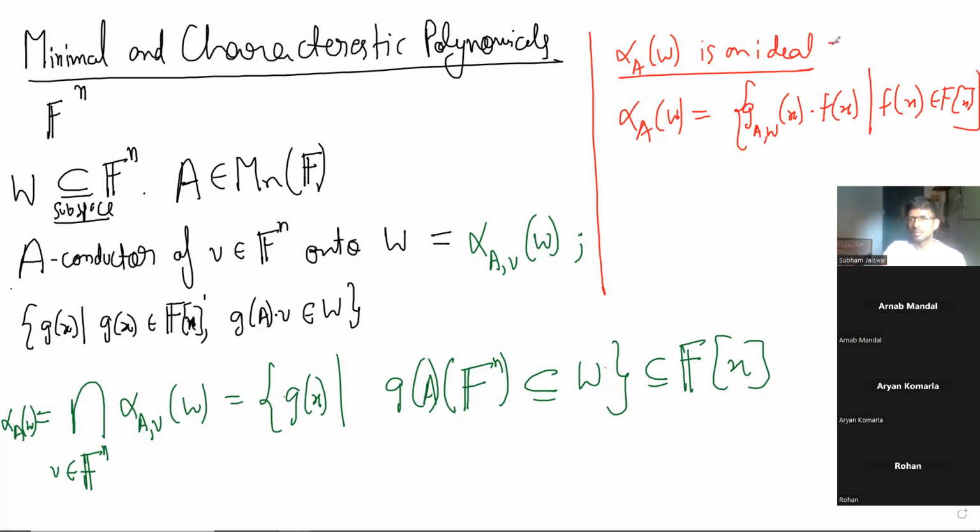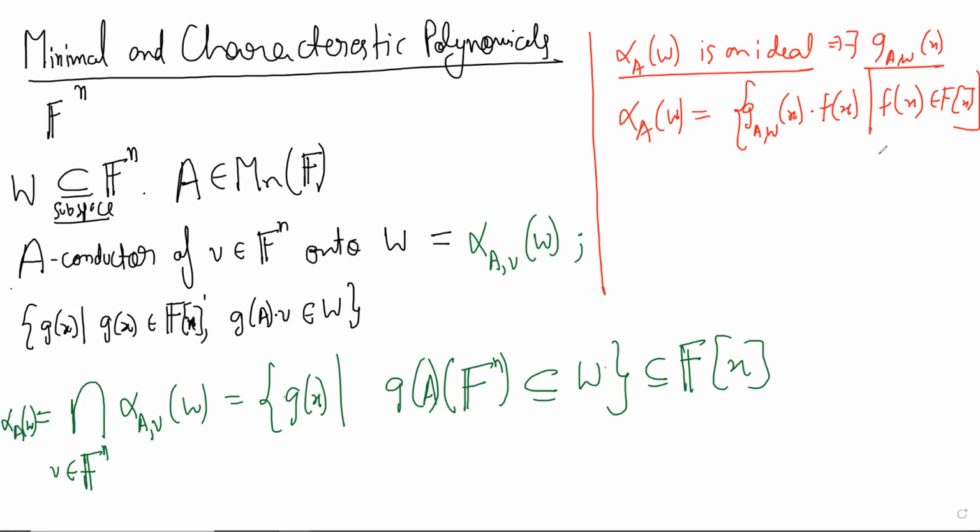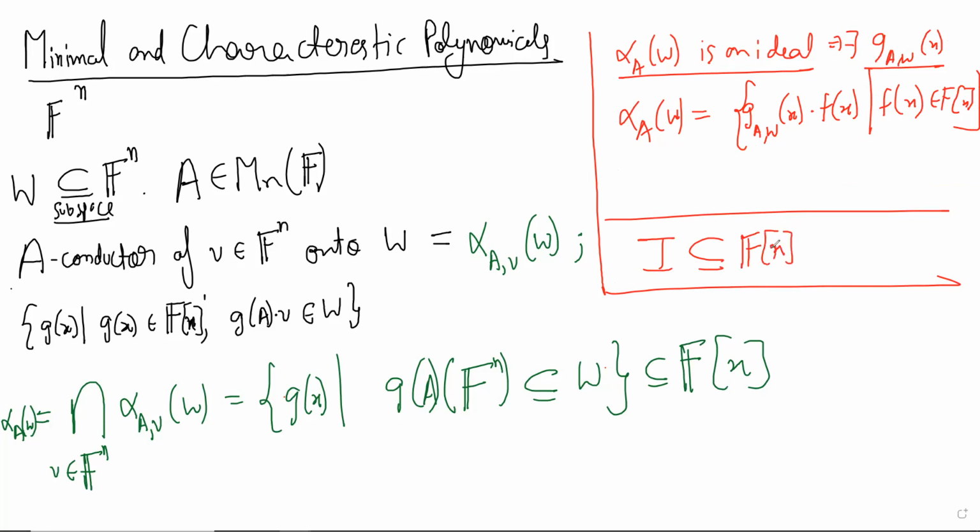So I'm saying that this implies there exists a g(x) such that this happens. There exists a polynomial which does this. So you prove this, just simply prove this. It's a general fact about ideals. If you have an ideal in a polynomial ring over a field, it works, but it doesn't work over rings. If the polynomial ring is over a ring, it may not work.